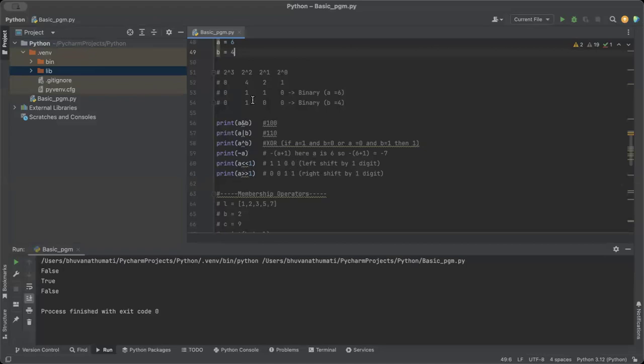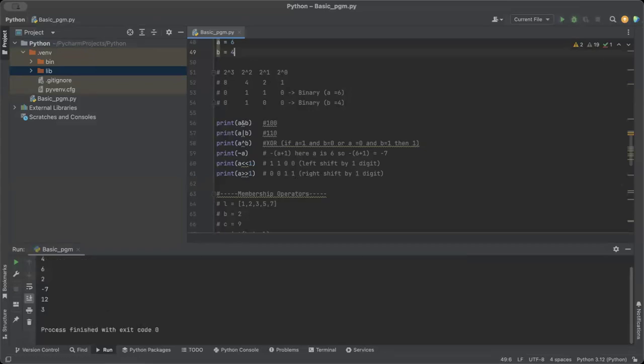Similarly, right shift. I need to shift one place. So I'm considering A here. So A is 6. I'm shifting to one place. So this 0 will be here. This 1 will be coming to this place. This 1 will be moving to this place. So 0, 0, 1, 1.